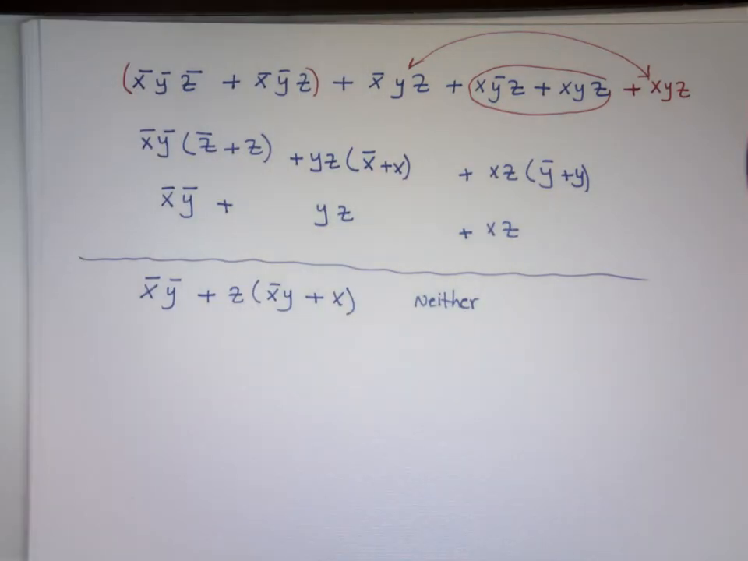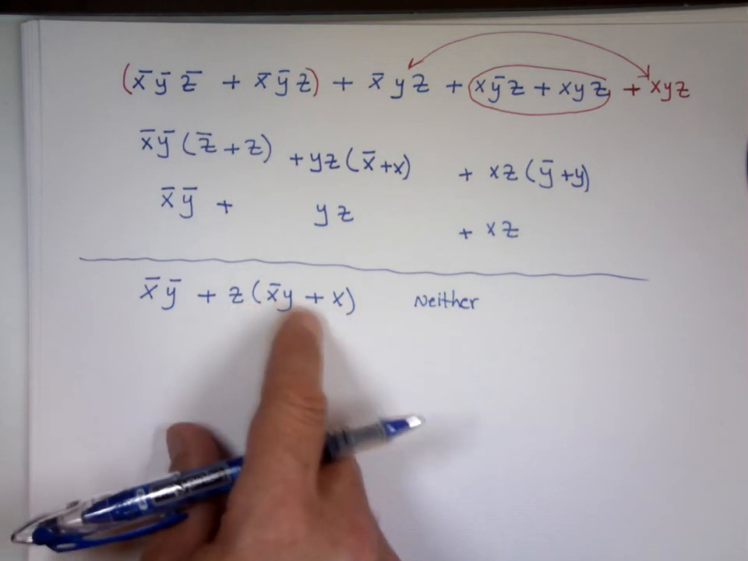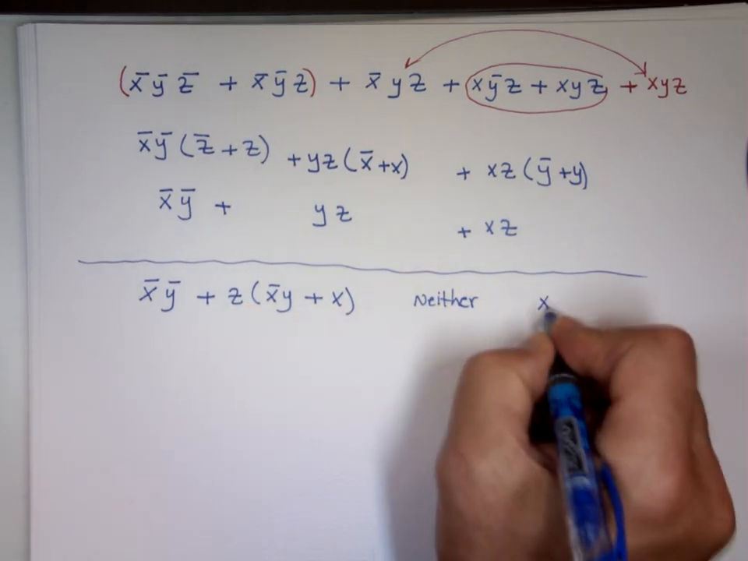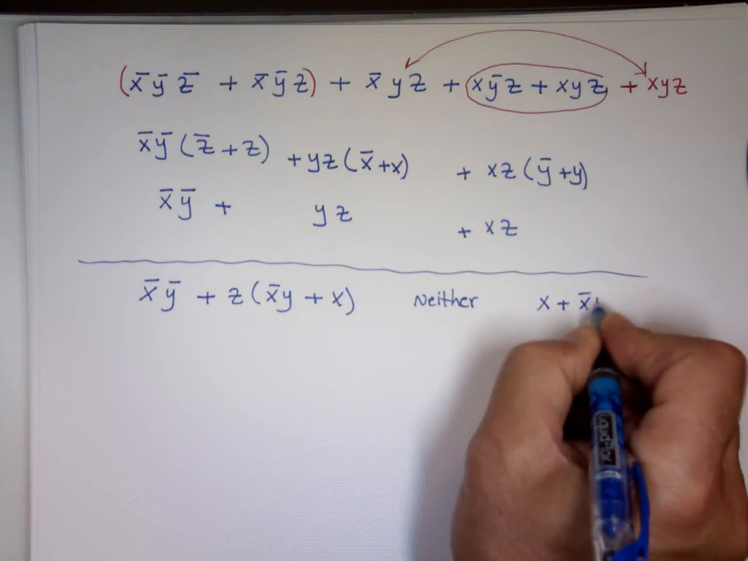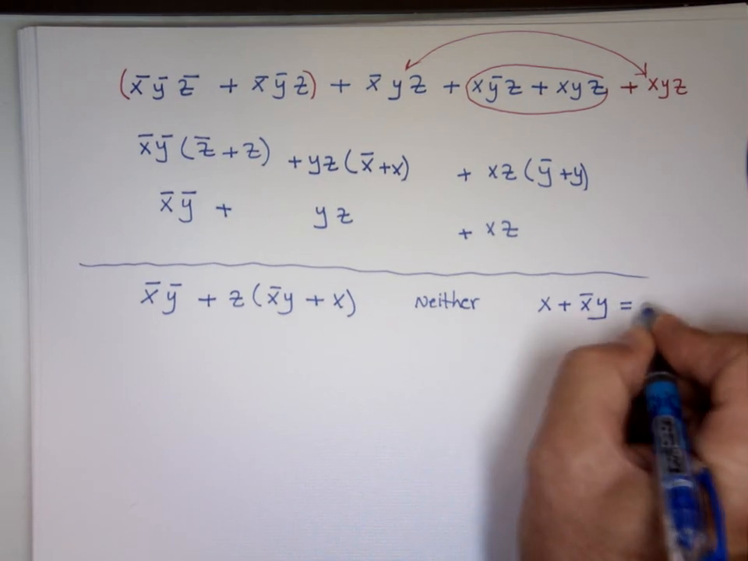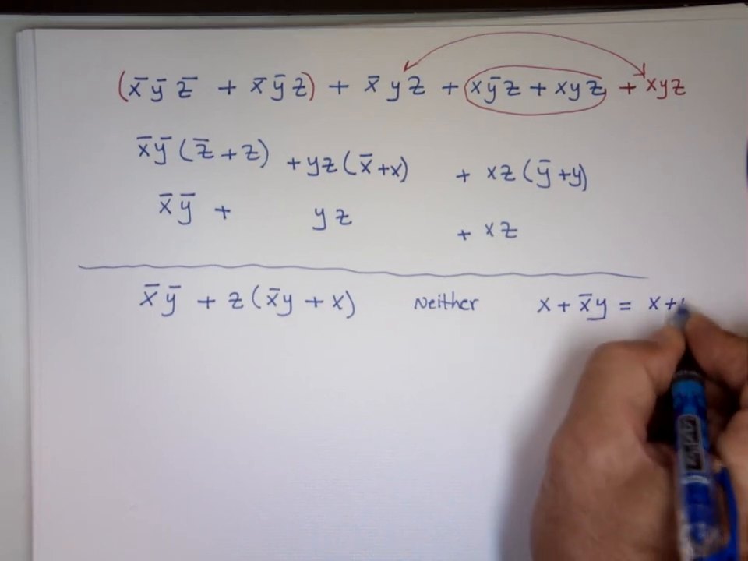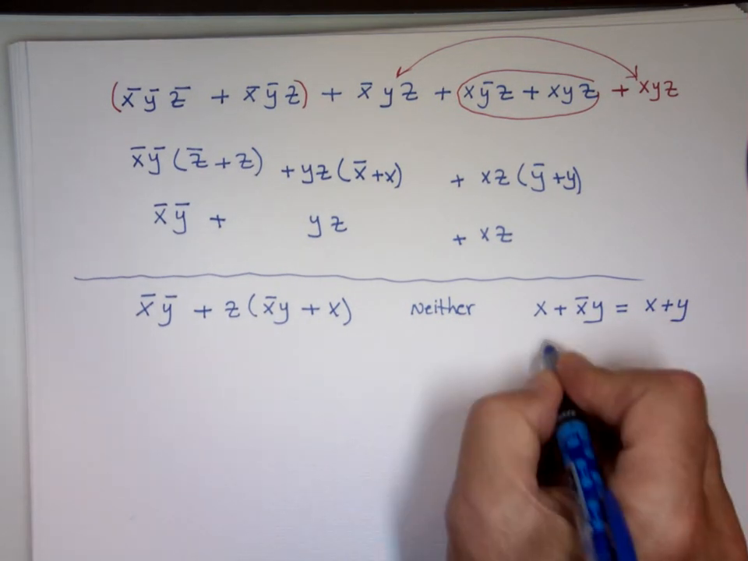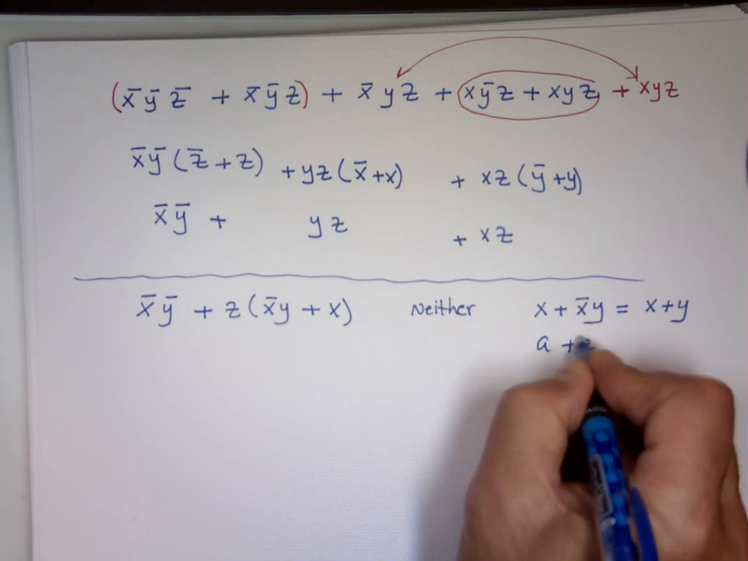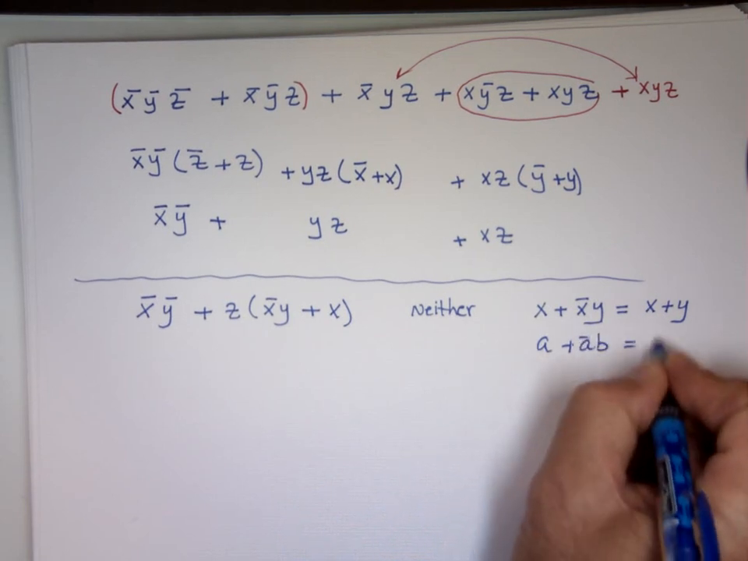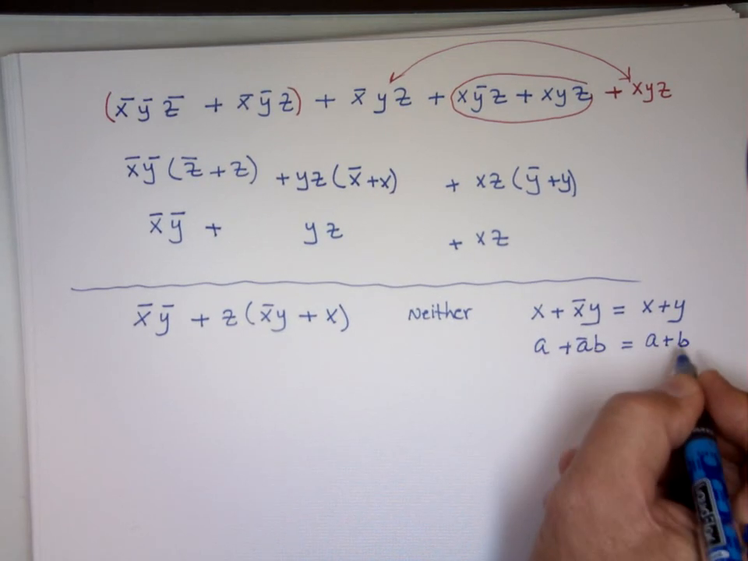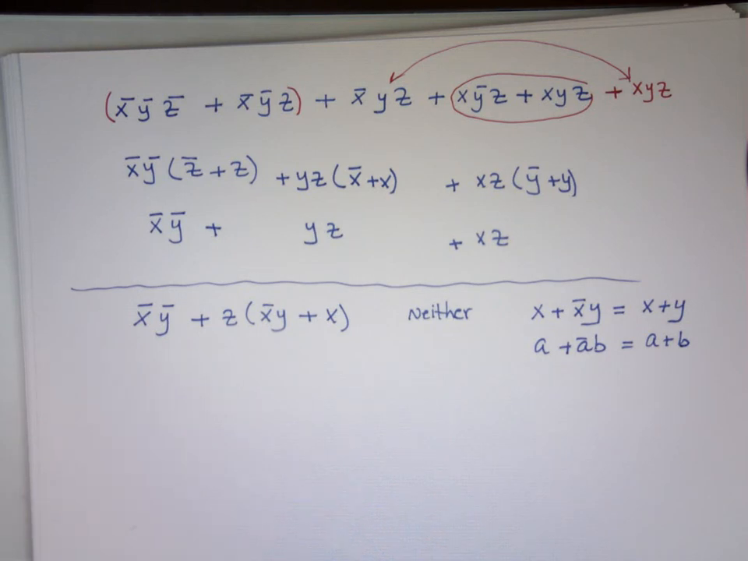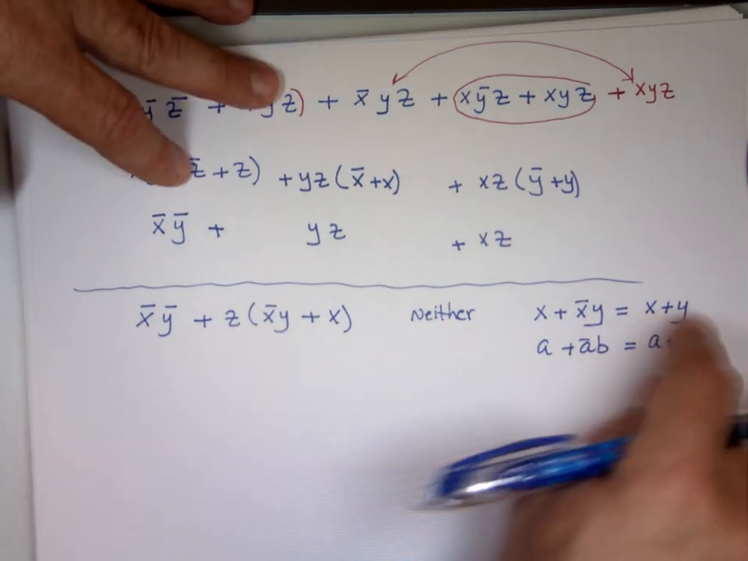So that looks like one of the rules I have here. X bar Y. So this is what you have. You should be able to write that as X plus Y. This is one of the rules in the book: A plus A bar B is equal to A plus B. That's what I used. So I can take this and make it what? X plus Y.